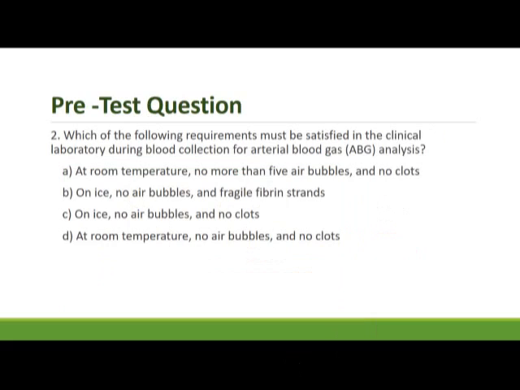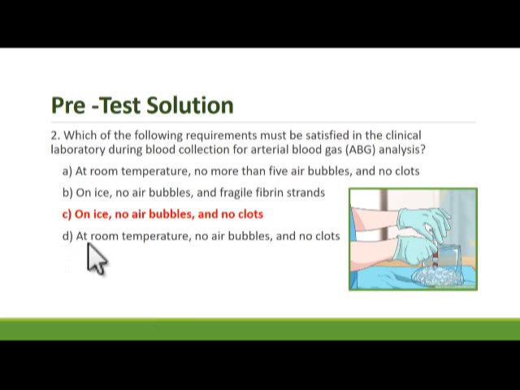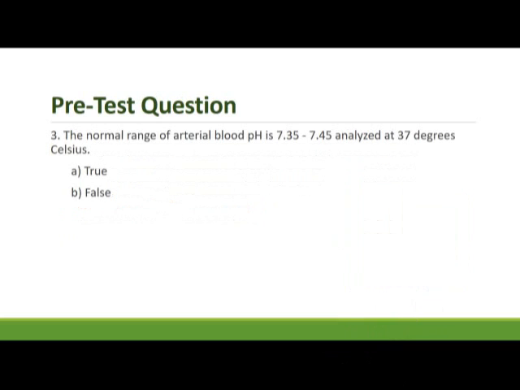Question number 2. Which of the following requirements must be satisfied in the clinical laboratory during blood collection for arterial blood gas analysis? The answer is on ice, no air bubbles, and no clots. Arterial blood gas is prone to clotting, so it is required to be put on an ice pack as soon as it is drawn.